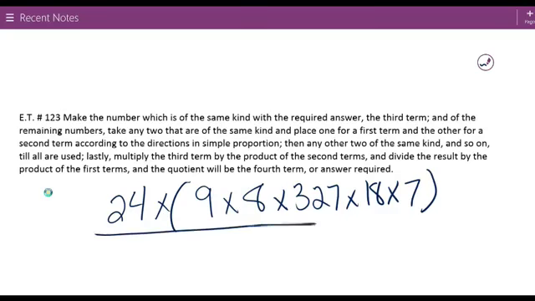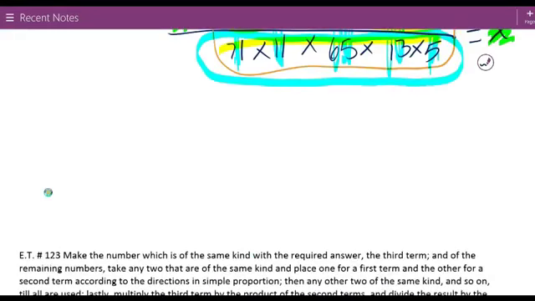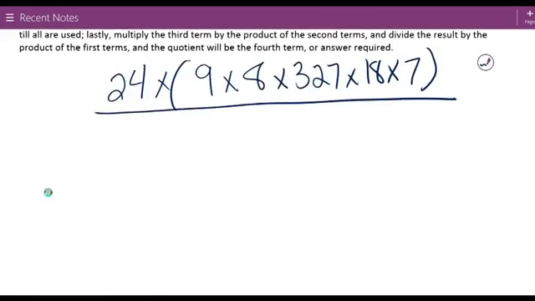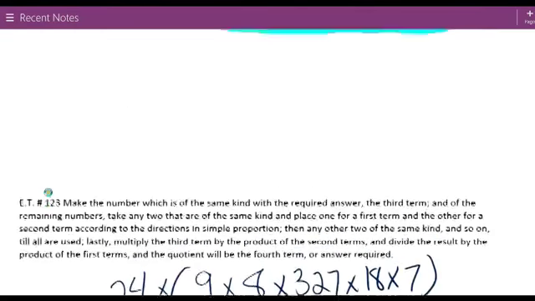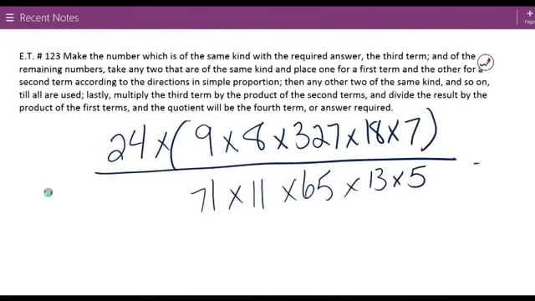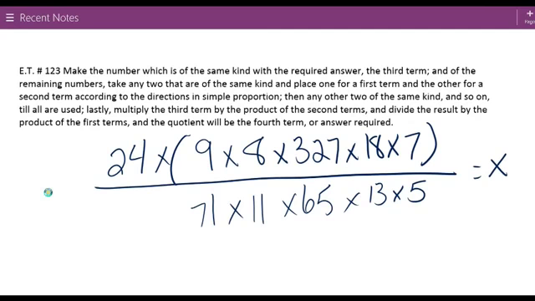Over 71 times 11 times 65 times 13 times 5 equals x. Okay, so this is our final answer. Let's write it as a proportion.